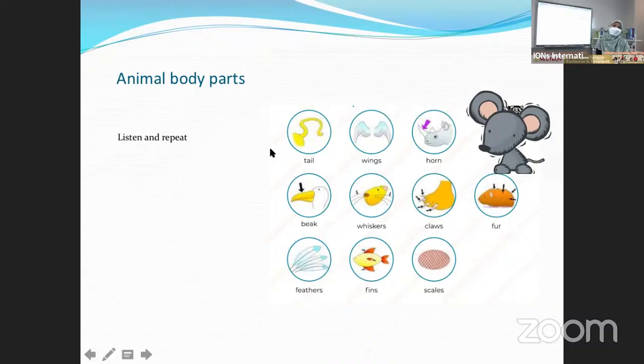So, S day, grade 3. Unit 27, animal body parts. Task 1. Tail. The first one is tail. Which one is tail? This one is tail. The animals have a long tail, and they also have short tails. And the next one.